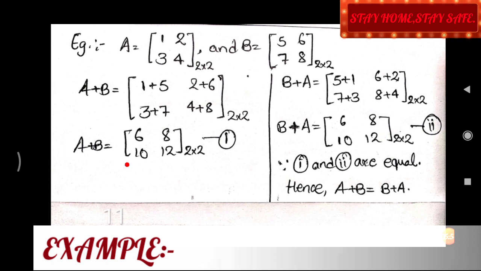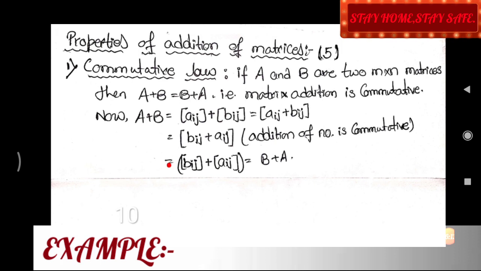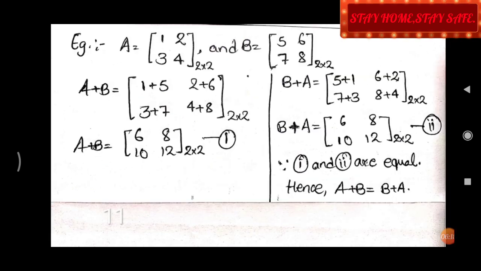To equate matrices, as we said earlier, we equate two matrices by equating their corresponding elements, that is 6 and 6 are equal, 8 and 8 are equal, 10 and 10 are equal, 12 and 12 are equal. So equation 1 is equal to equation 2. Equations 1 and 2 are equal, hence a plus b is equal to b plus a. So matrix addition is commutative.